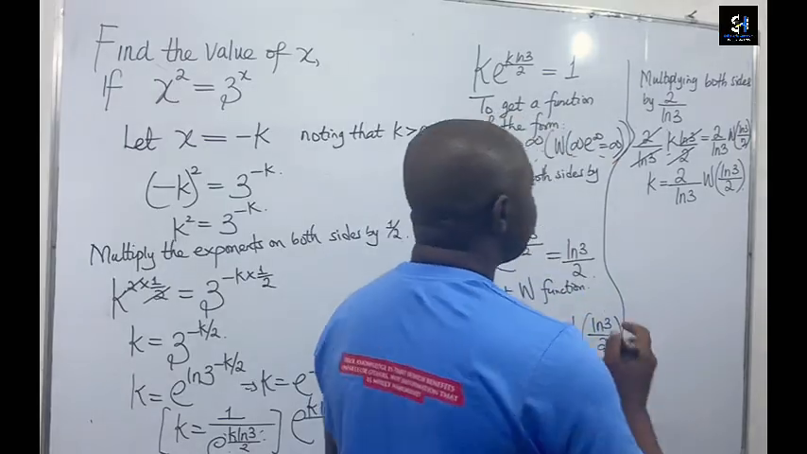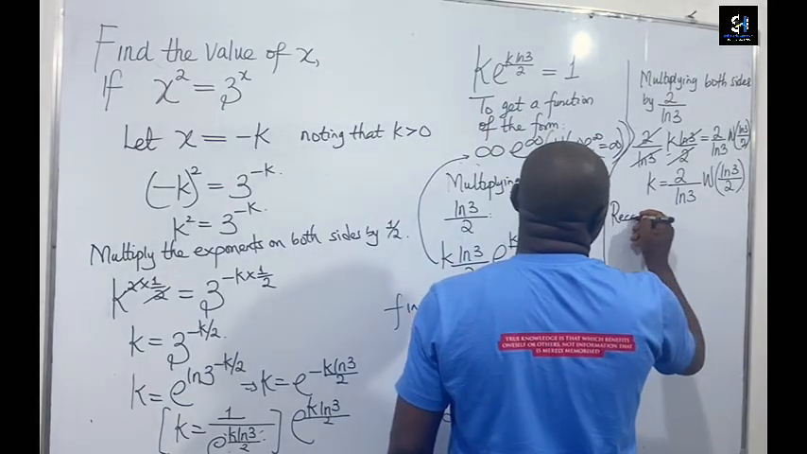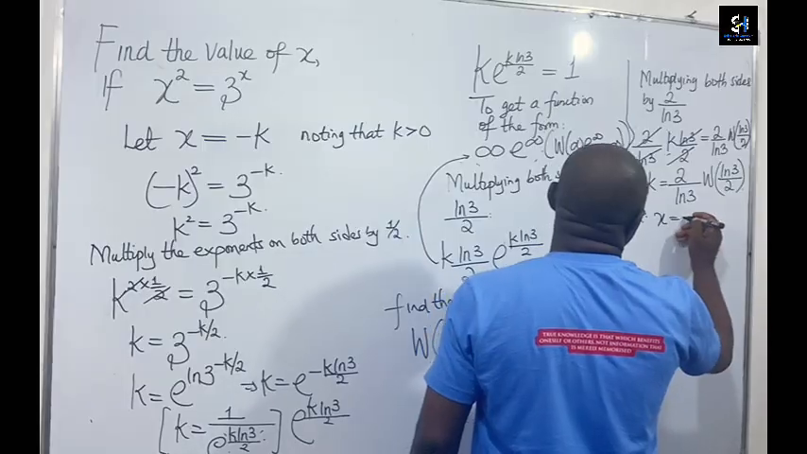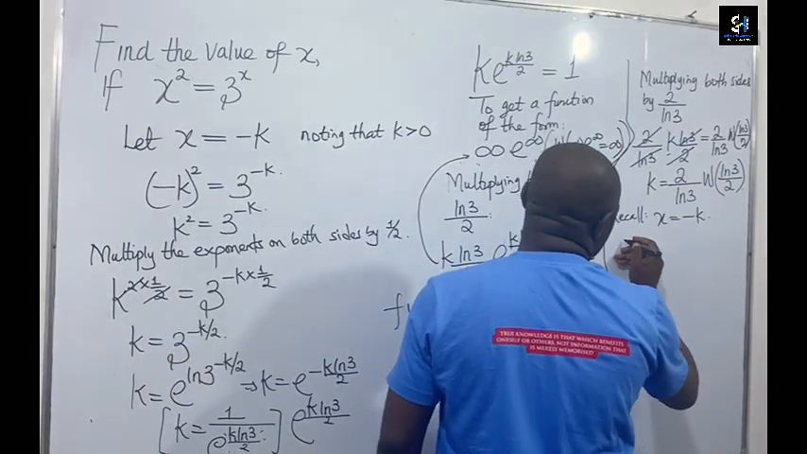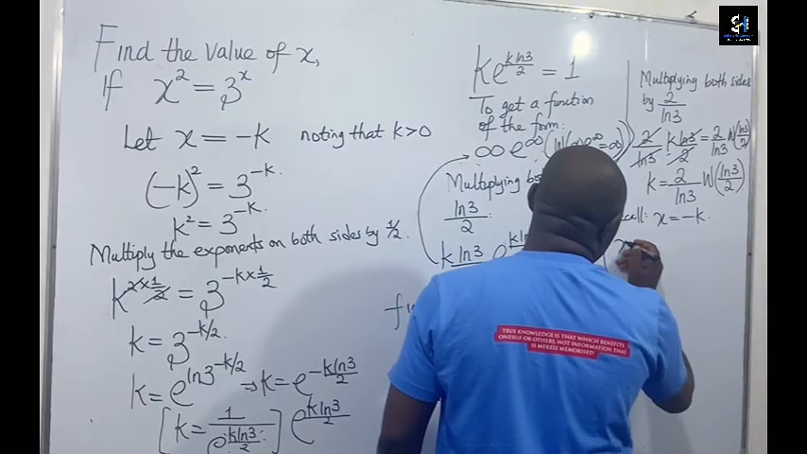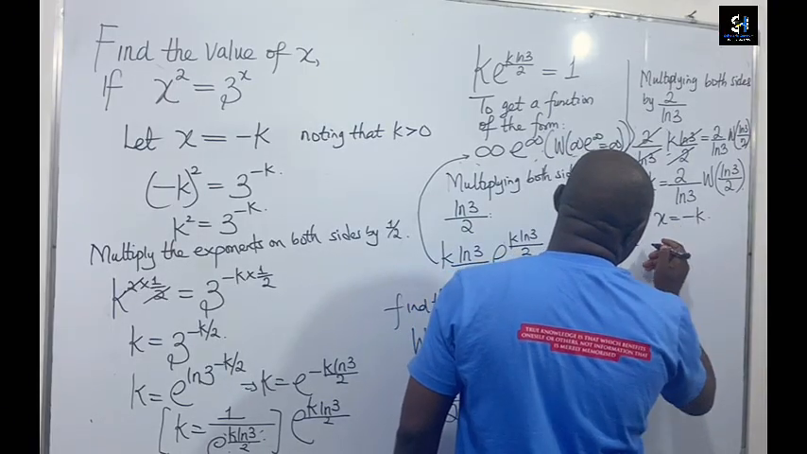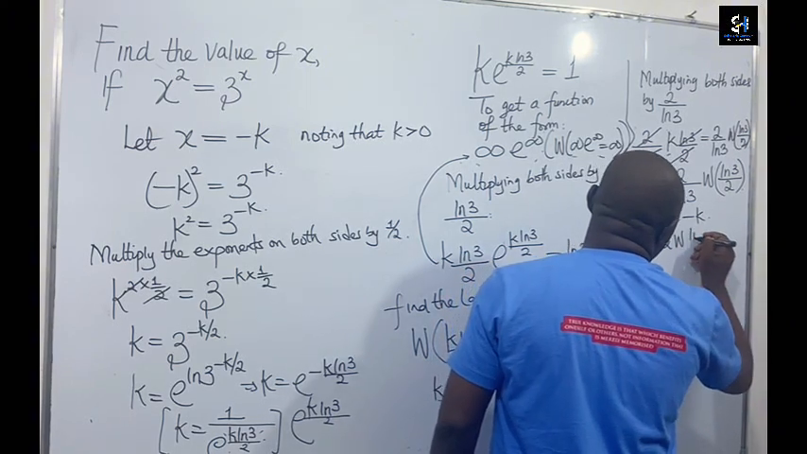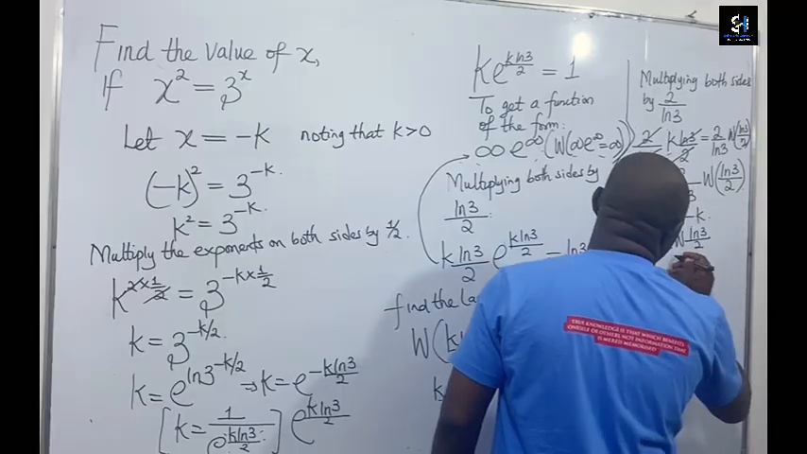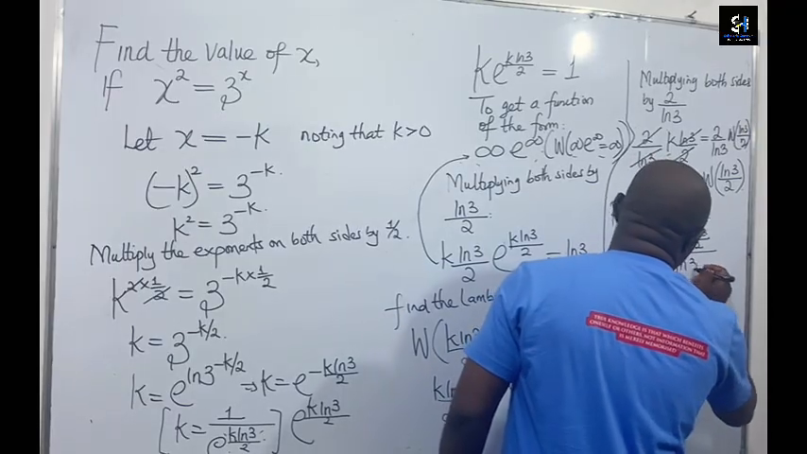Okay, now let's recall. We know that x equals negative k. So we're going to have x equals negative 2 times the Lambert W function of ln 3 over 2, all over ln 3.